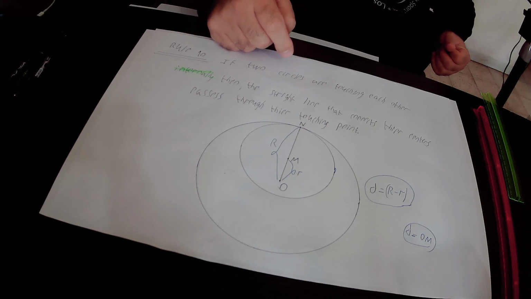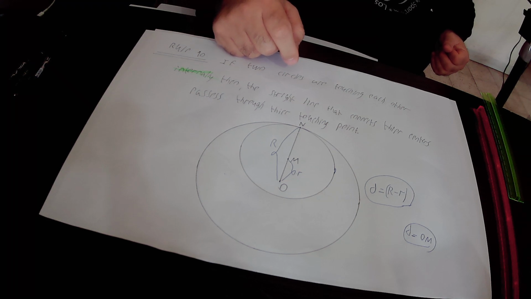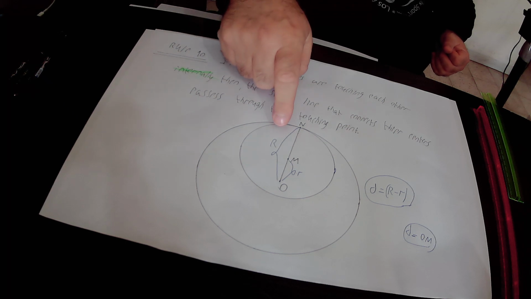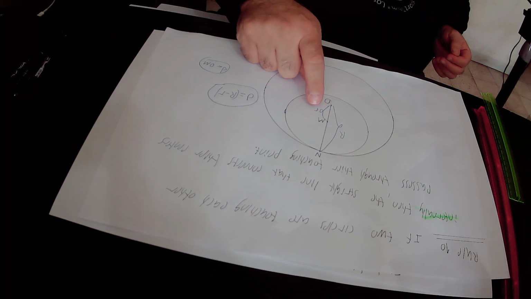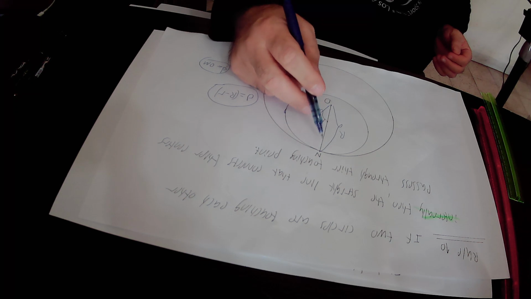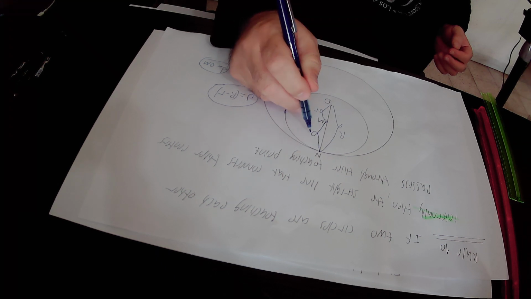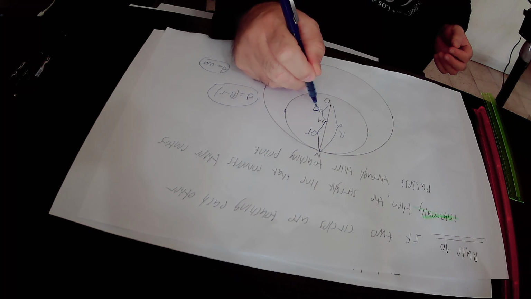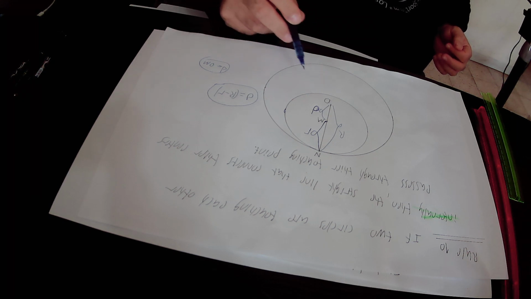And what is the distance between their centers, OM? The distance between the centers is the radius of the big circle, that is capital R, minus the radius of the small circle, that is small r. Okay, here OM equals capital R minus small r. Capital R is NO, small r is MN, and therefore D, the distance between their centers, equals capital R minus small r. So OM equals capital R minus small r.